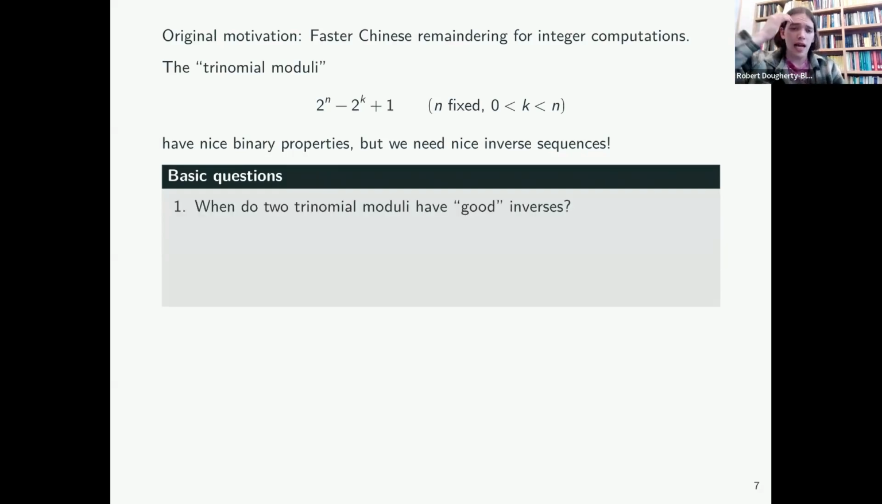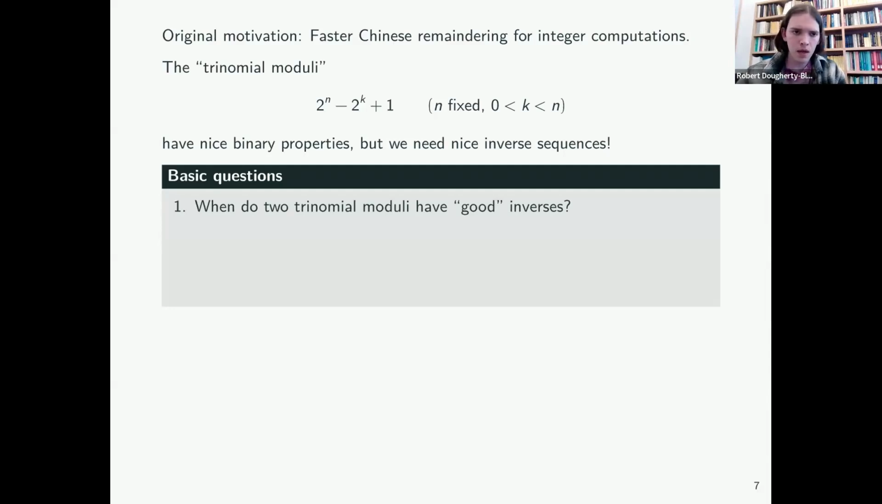So the first question was, how would you know in advance when two trinomial moduli are relatively prime and have good inverses, meaning that the modular inverses behave the way that we saw in the first two slides, that you can kind of scale them up and everything. You don't have to recompute modular inverses. Of course, if you have two specific ones, maybe you could just check with some simple program. But the idea is, how do you predict in advance which ones will have this behavior or not have this behavior?